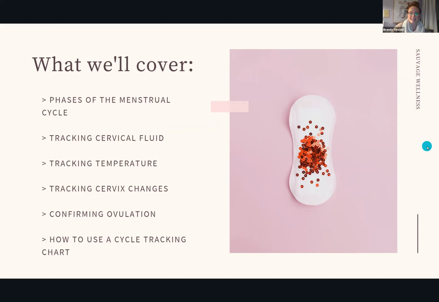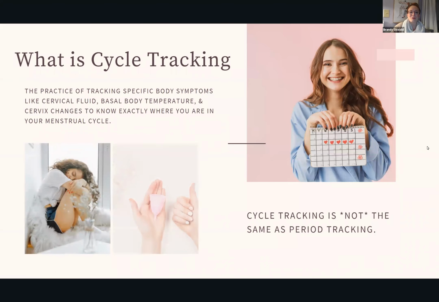So we'll start off first with talking about what is cycle tracking. Cycle tracking is the practice of tracking specific body symptoms like cervical fluid, basal body temperature, and cervix changes to know exactly where you are in your menstrual cycle. This is an important distinction because cycle tracking is not the same as period tracking.